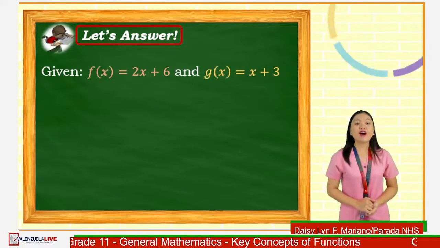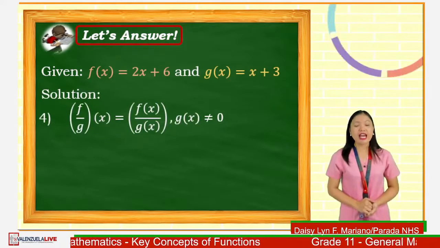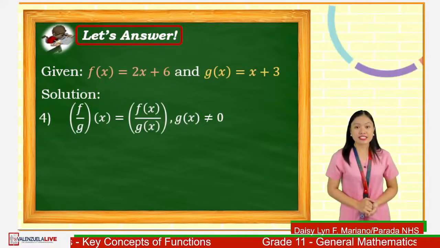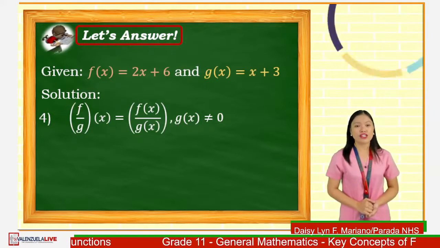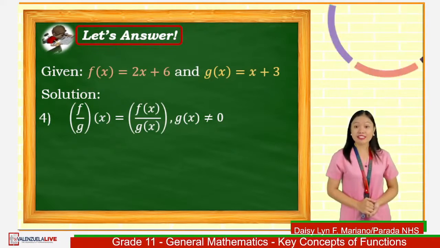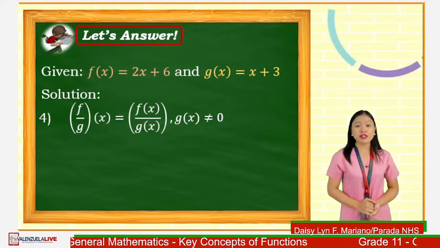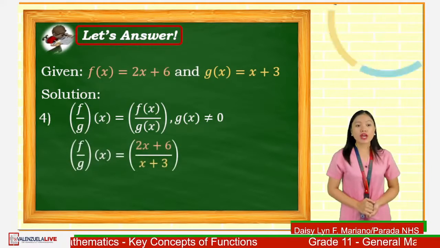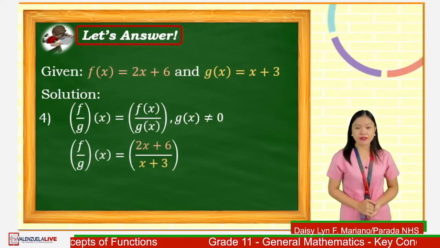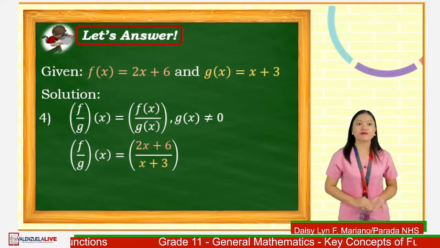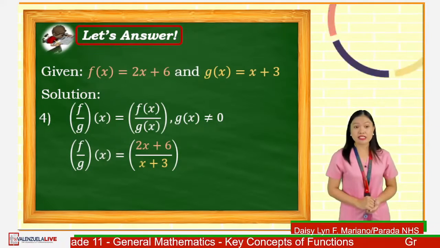Lastly, let us find the quotient of the two functions, which is f over g of x. And that is similar to f of x over g of x, where g of x is not equal to 0. Substitute the given functions, we have 2x plus 6 over x plus 3. Observe the expression. Is the expression 2x plus 6 factorable?